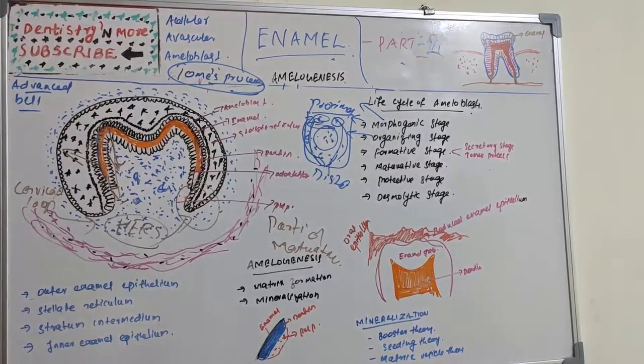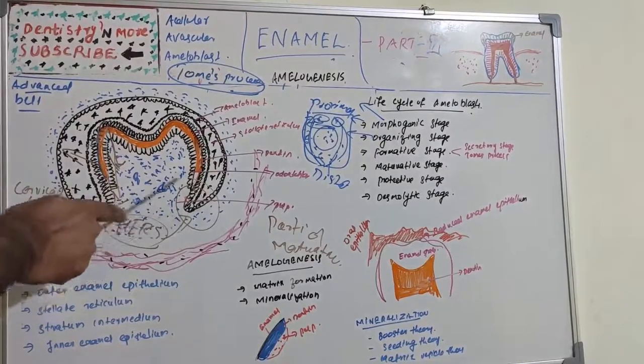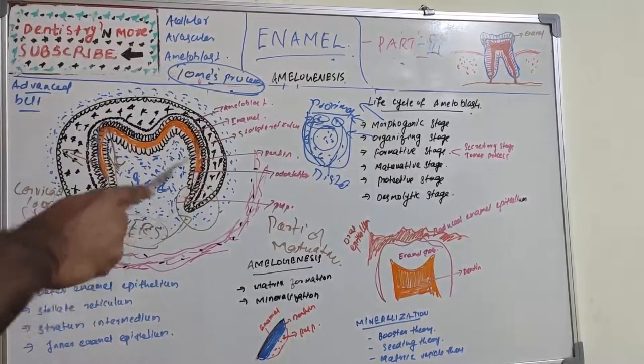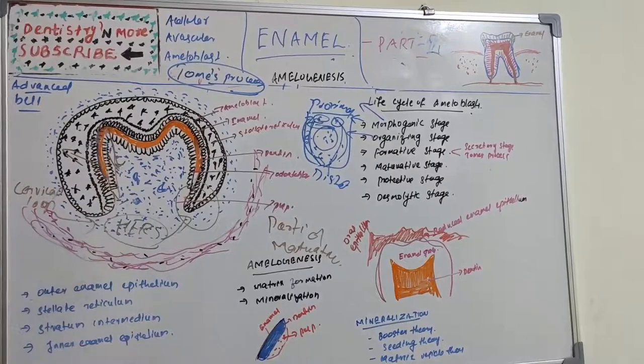To avoid confusion, you need to start from the basics, that is the tooth formation stages, bud stage, cap stage and bell stage. And regarding the root formation, you need to know what is the cervical loop, Hertwig's epithelial root sheath. So if you are thorough with the basic topics, the further topics will be very easy.